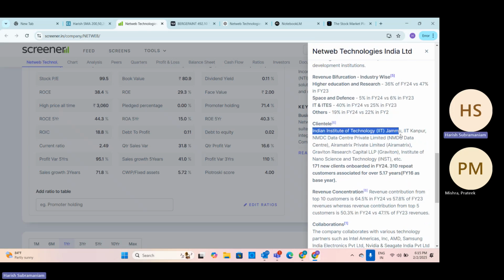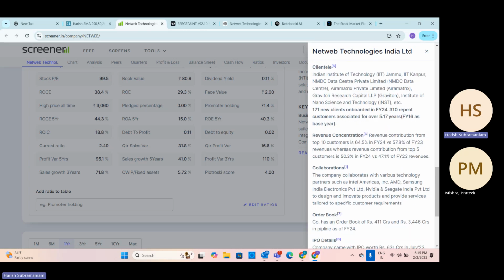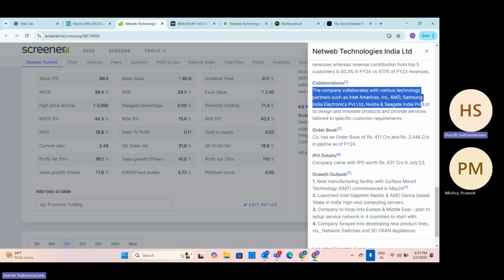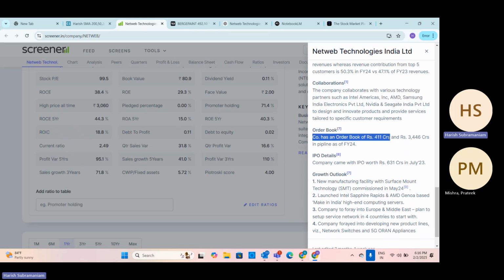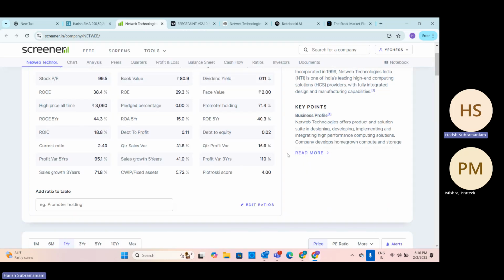Who are the clientele? We see some IITs, some NMDCs, the Institute of Nanotechnology, some 171 new clients, etc. There is high revenue contribution from the top 10 customers. It has collaboration with various high profile foreign companies. It has a good order book. It already has 411 crores of orders and then another 3,400 in the pipeline. And then we look at some growth outlook. It has a new manufacturing facility and so on and so forth. Okay, so now we get some idea of what the company's business is.